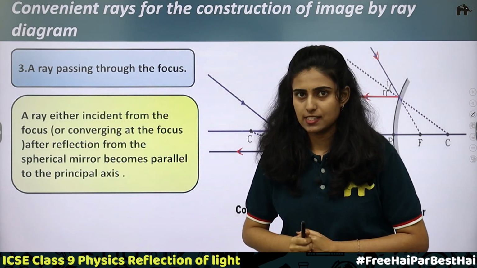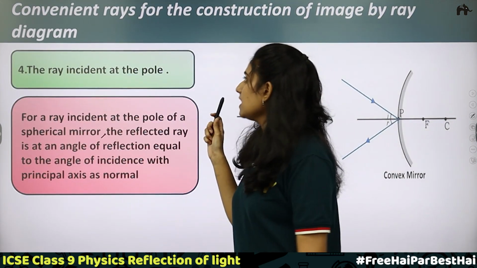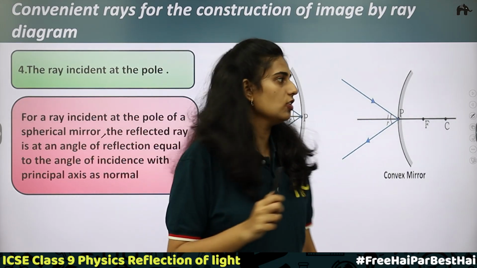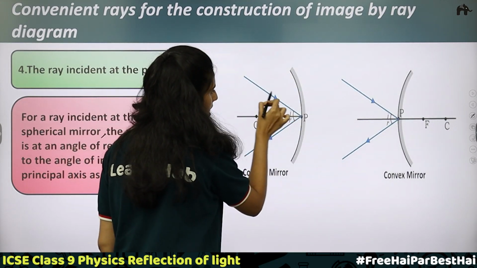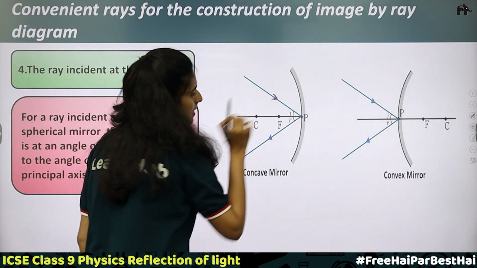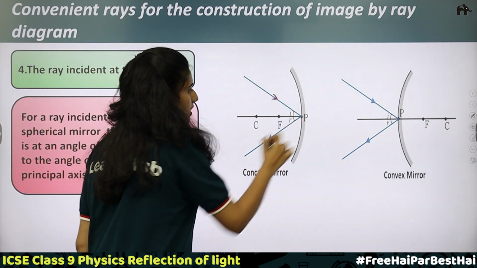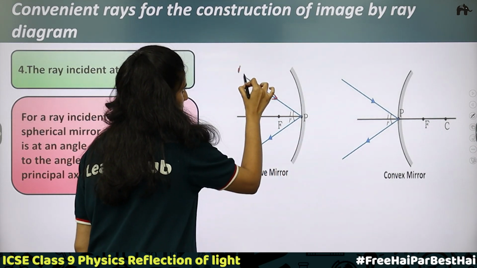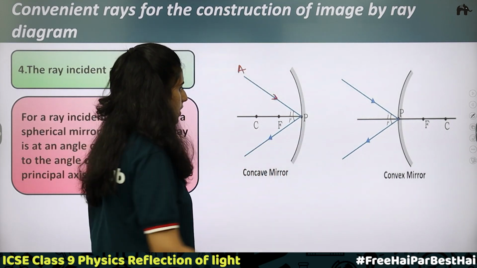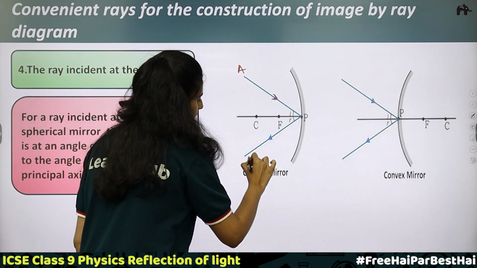Now the fourth one, the ray incident at the pole. So here you can see in case of a concave mirror, this is the incident light ray. Point of incidence is at the pole. So what is happening after reflection? After reflection, you can see this is the reflected ray. Let's say AP is the incident ray and PB is the reflected ray.